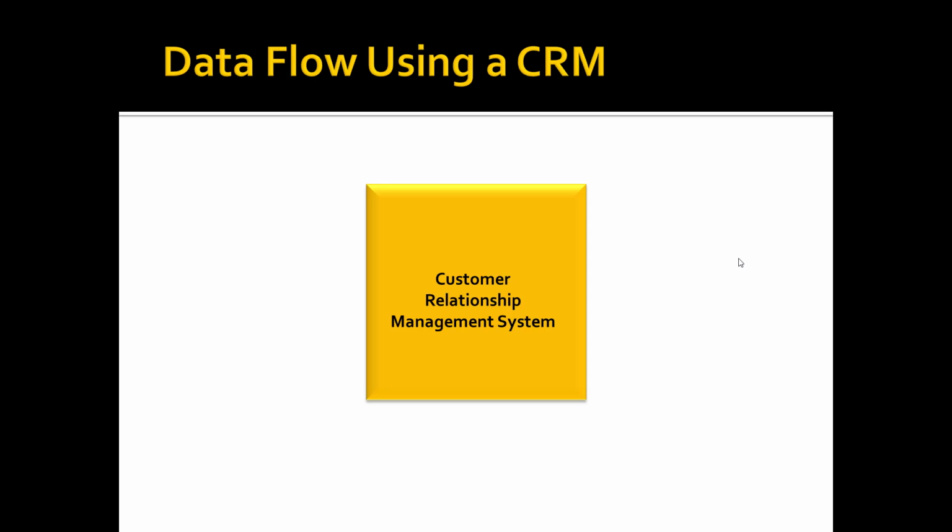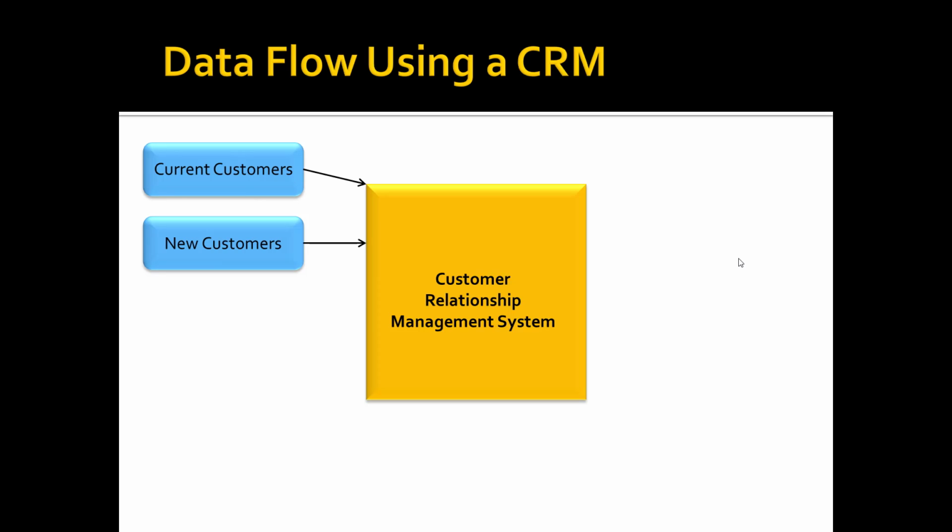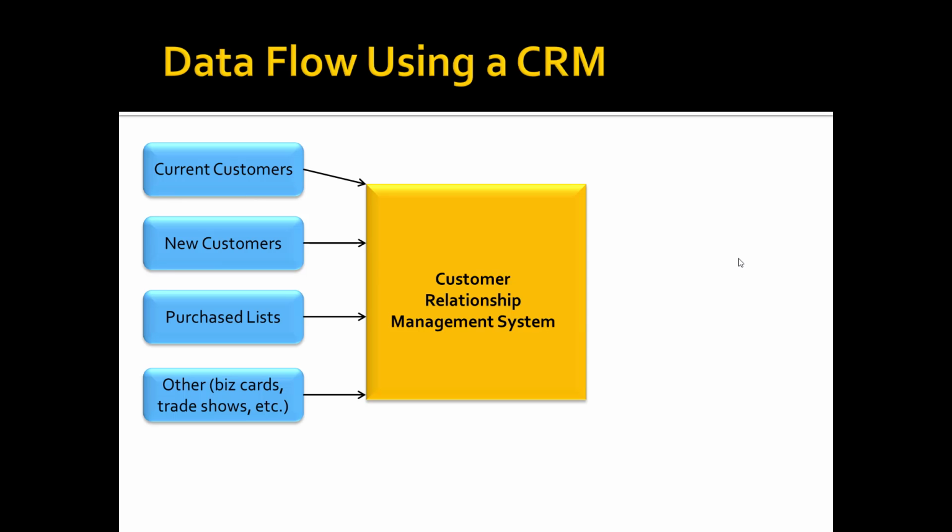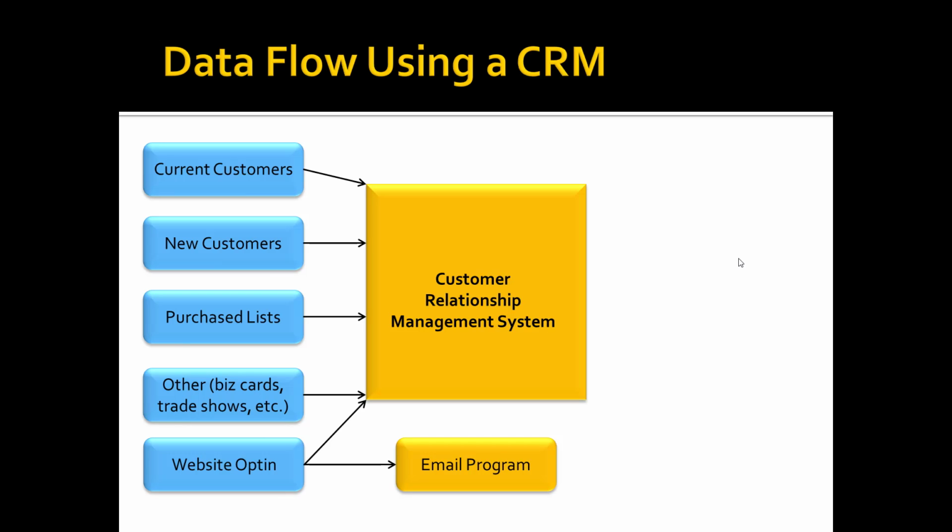So let's talk about how you use them. You've got your CRM, that's your software program that lives in the office computer. You put your current customers in it, your new customers, your purchased lists, other business cards that you get at trade shows, people that opt in on your website. All of this information goes into your CRM. Also, when people opt in on your website, they go into your email program, and that email program generally is interfaced with your CRM as well.